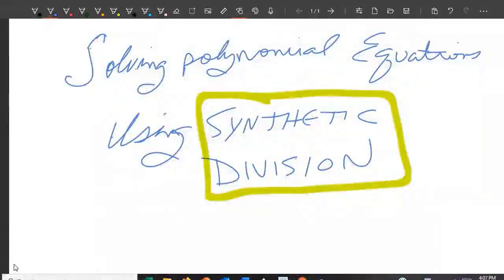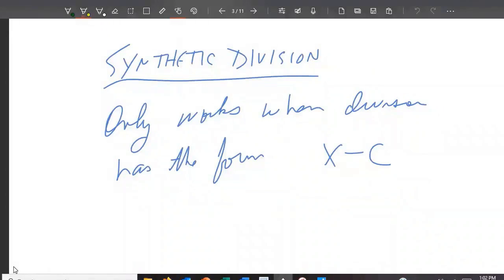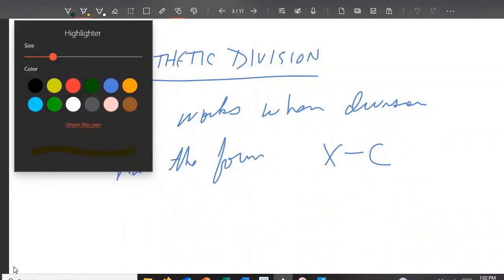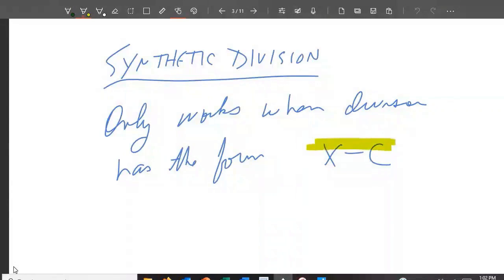This lesson is on solving polynomial equations using synthetic division. Synthetic division is a special way to do long division that has a certain form. Now, the key to synthetic division, it only works when your divisor has this form, x minus c.